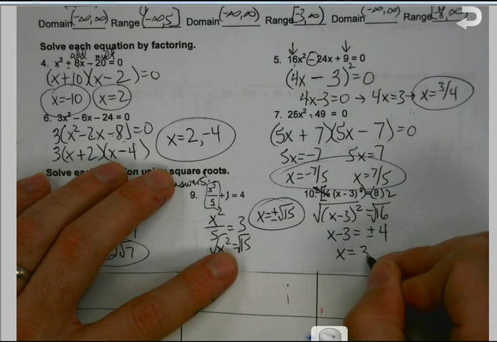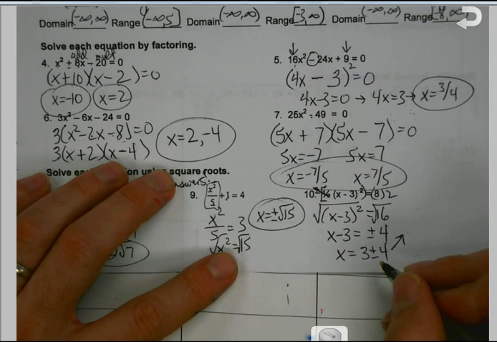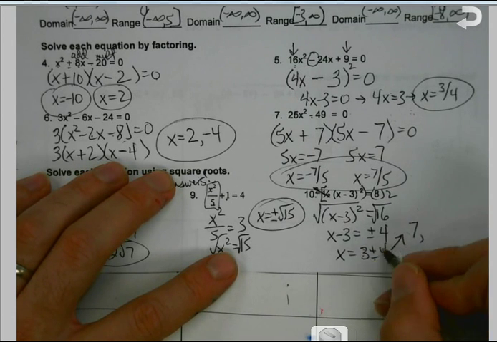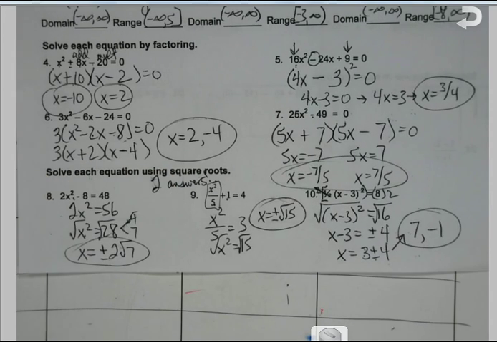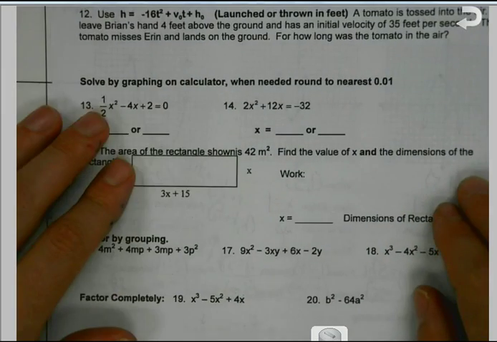So when I bring my 3 to the other side, don't be content to just leave it like this. This is like leaving a fraction like 2/4 instead of making it 1/2. Break them down. 3 plus 4 is 7. 3 minus 4 is -1. And I'm good to go. So a lot of this it's just detail work and paying fine attention to detail, like with plus, minus, and simplifying things. And then we'll be in good shape.